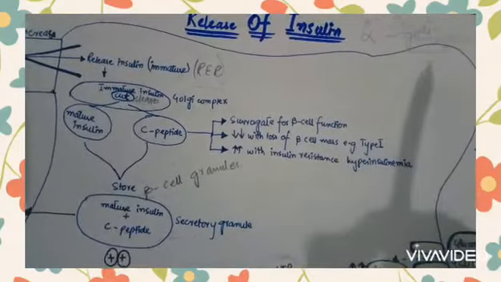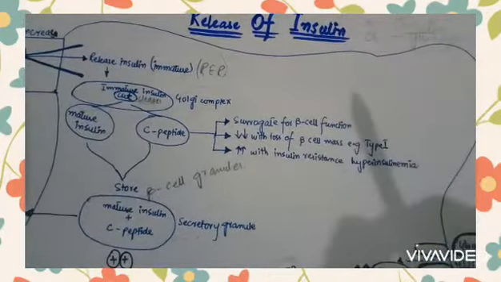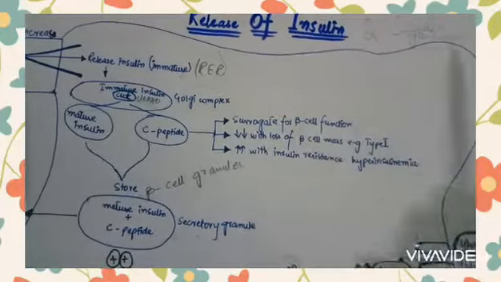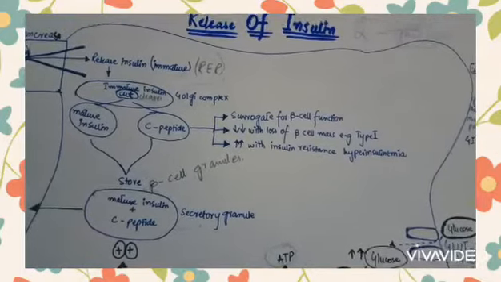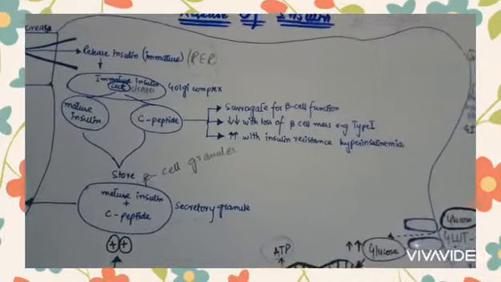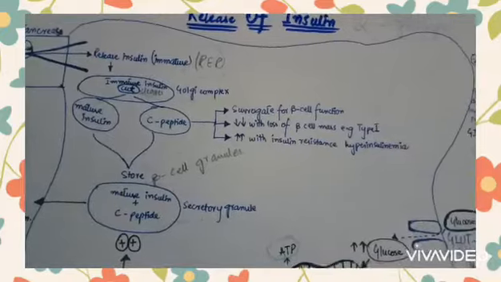What happens in type 1 diabetes? The beta cell mass is lost due to autoimmune destruction. C-peptide increases with insulin resistance, as in the hyperinsulinemia of type 2 diabetes mellitus. We will discuss later what happens in type 2 diabetes mellitus.